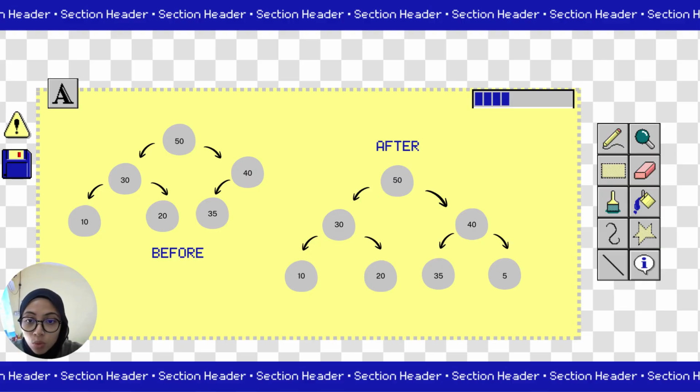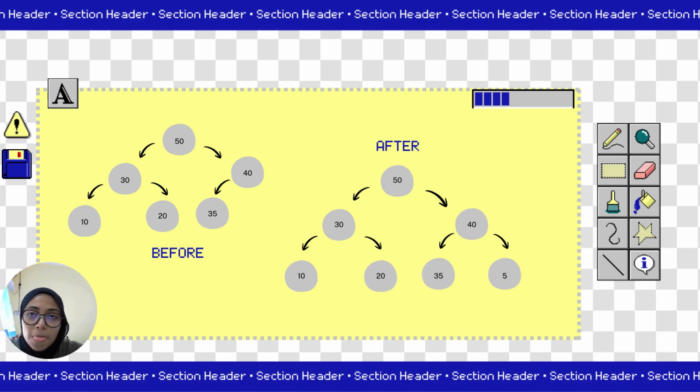So here, the root of this structure is 50. And then down here, we have 30, 40, 10, 20, and 35. What happens if we want to add one new element, for example, 5? As I mentioned, the heap property fills data from left to right. As we see here, this structure has one free space which doesn't have its child.